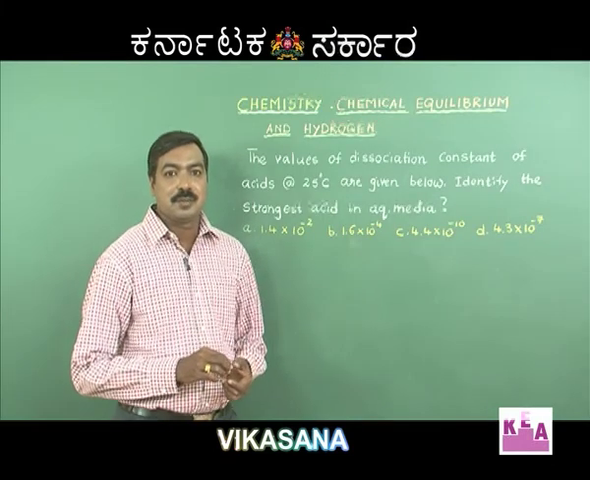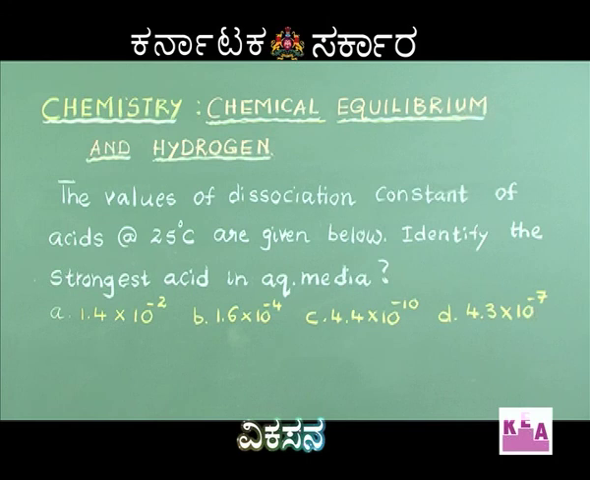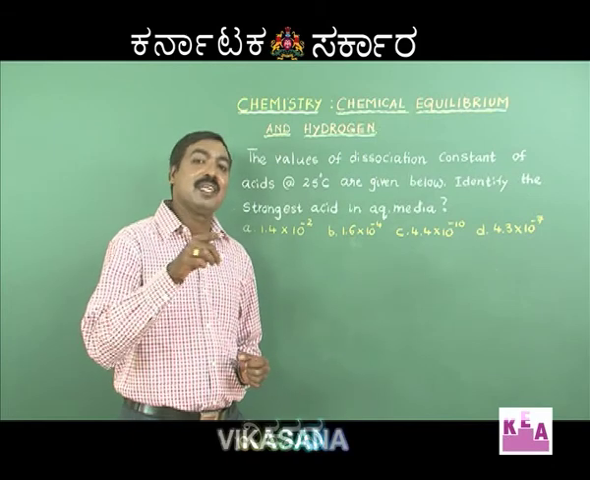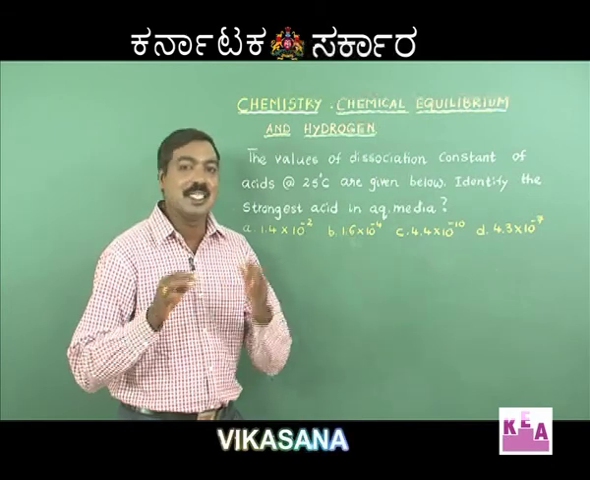Our next question: the values of the dissociation constant of acids at 25 degrees centigrade are given below. Identify the strongest acid in aqueous media. There is no working for this, a simple concept and a golden rule to remember. The larger the Ka value of the acid at a given temperature, the stronger the acid.